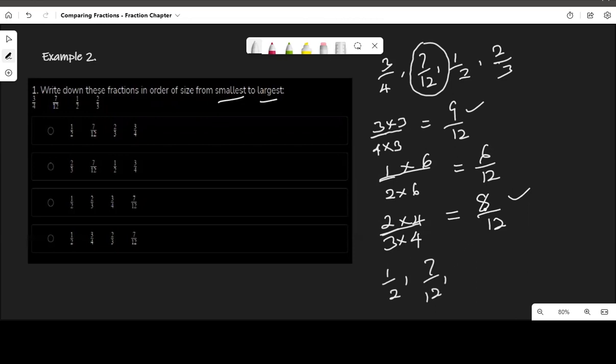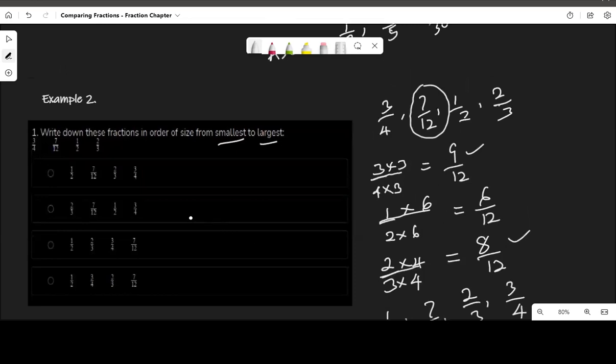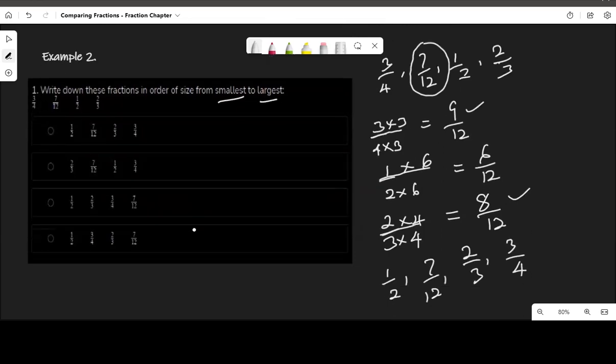Then the next smaller one is 8 over 12. And what fraction gives us 8 over 12? That is 2 over 3. Then lastly, the biggest fraction is the one that gives us 9 over 12, which is 3 over 4. Now let's compare which option here is correct. We have 1 over 2, 7 over 12, 2 over 3, and okay, so option A is the correct answer here.